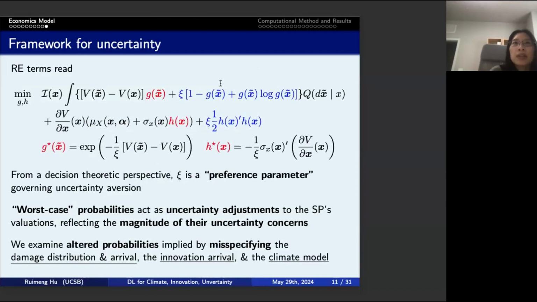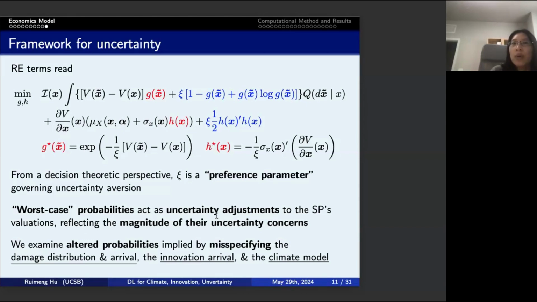Okay. And so how do the relative entropy terms arise? The G part and the H part are separated. The G part comes from the jump part, and the H part comes from the diffusion misspecification. And actually, both of them can be solved explicitly. Here we introduce this C as a preference parameter, and it measures the uncertainty aversion. So the smaller the C is, the higher the uncertainty aversion. We think the constructed worst case probabilities act as uncertainty adjustments to the social planner's valuation, and they are trying to reflect the magnitude of their concerns.